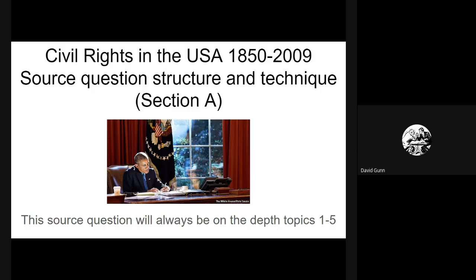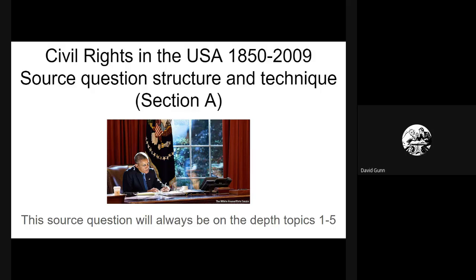This question is always going to be on a depth topic, so topics 1, 2, 3, 4, or 5. So topic 1 is Reconstruction, topic 2 is Jim Crow, topic 3 is the New Deal, topic 4 is civil rights in the 50s and 60s, and topic 5 is Obama. So it's always going to be on one of those topics. Okay, so you should have a good level of own knowledge about those topics. So yeah, it's something you should be working hard on.